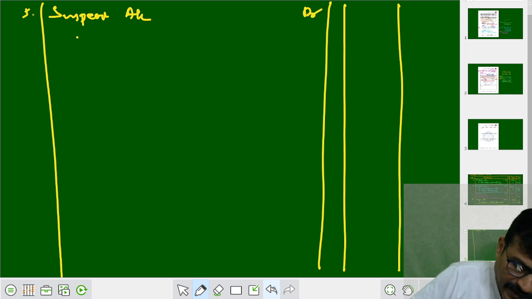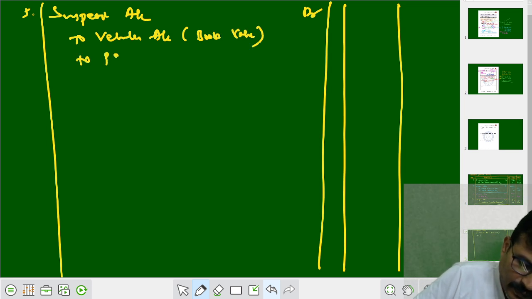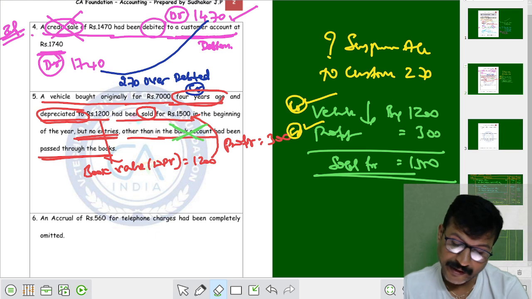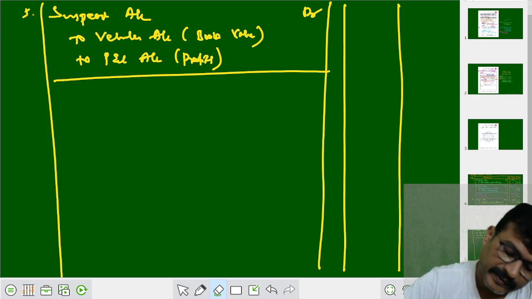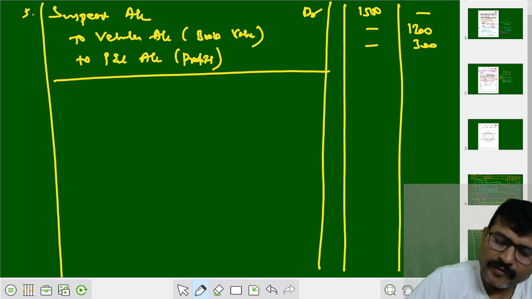Suspense account debit to which account? To vehicles account, take the book value. To profit and loss account, take the profits. How much do we have to record for vehicle? Suspense account 1,500. Vehicle 1,200. Profit 300.